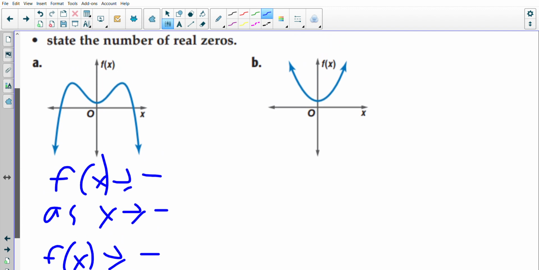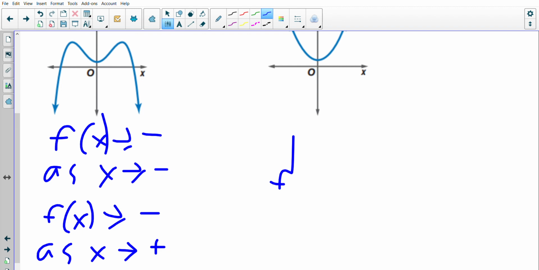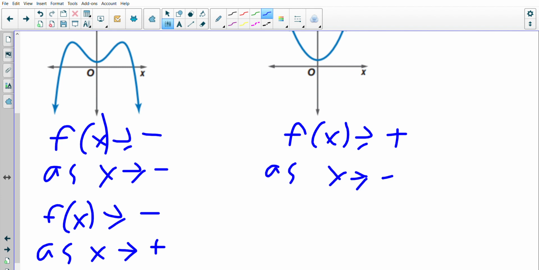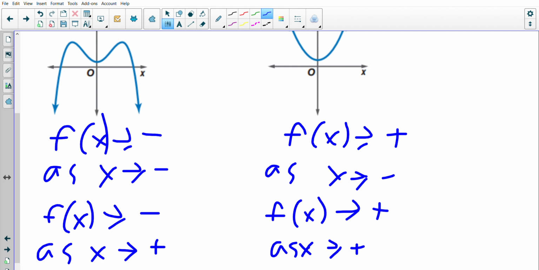Now, same thing. It's both going the same direction, so that means it's even, but it's both going up, so that means it is positive. Little glitch there. So here we go: f of x goes to positive as x goes to negative, and f of x goes to positive as x goes to positive. So you can follow those charts every single time.